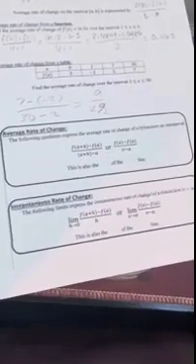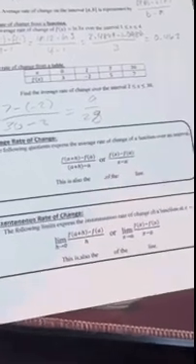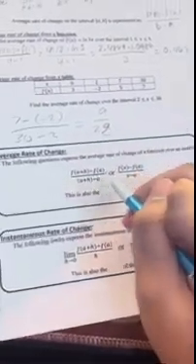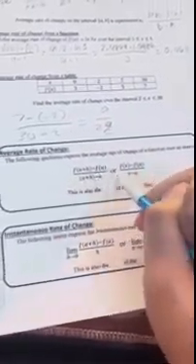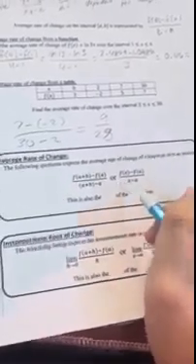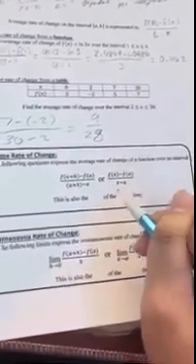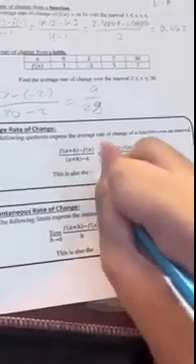Average rate of change. The following quotients express the average rate of change of a function over an interval. F of a plus h minus f of a over a plus h minus a, or f of x minus f of a over x minus a. This is also the slope of the secant line.